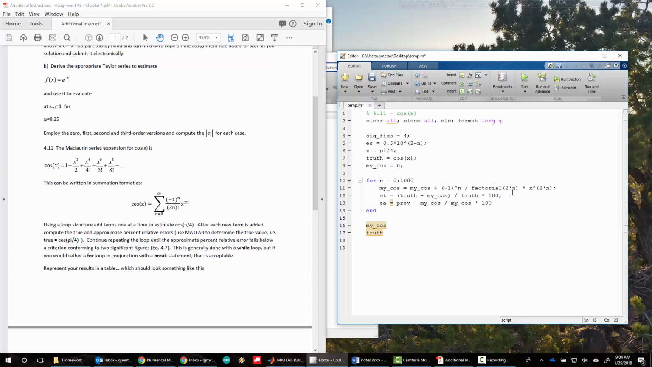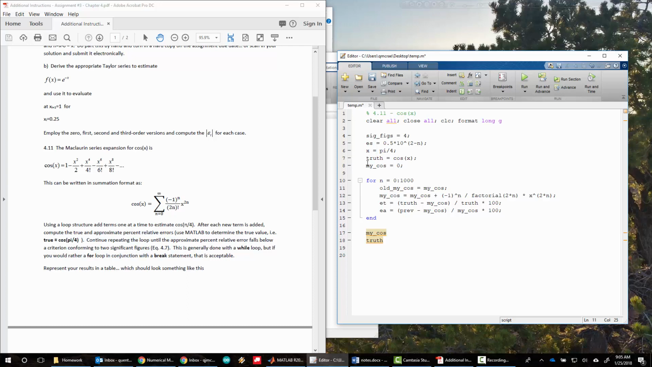My cosine. What is our previous guess? Well, the problem is right now we don't have it. So you'll notice right now there's nothing holding on to the previous guess. So the way I do this, what I find easiest is before I do this, I can say previous, or I can put old. I like old. Old my cos is equal to my cos.